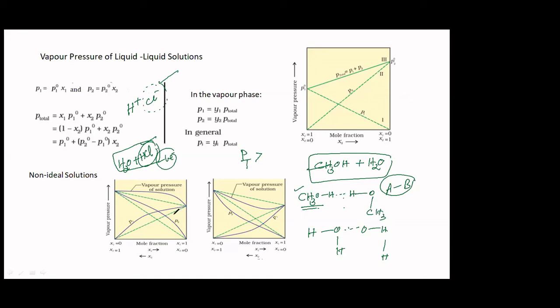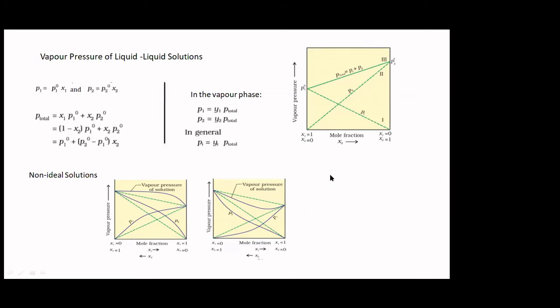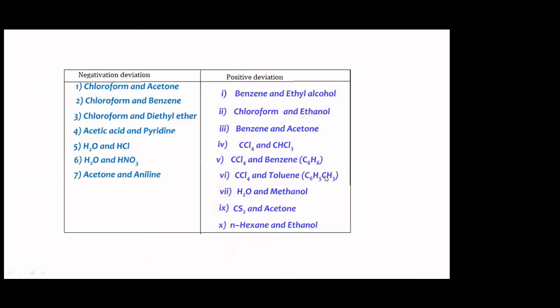Okay. Right? Any doubt here? I think most of you follow. Some examples are here. Negative deviation and positive deviation. Chloroform and acetone shows negative deviation. Why?